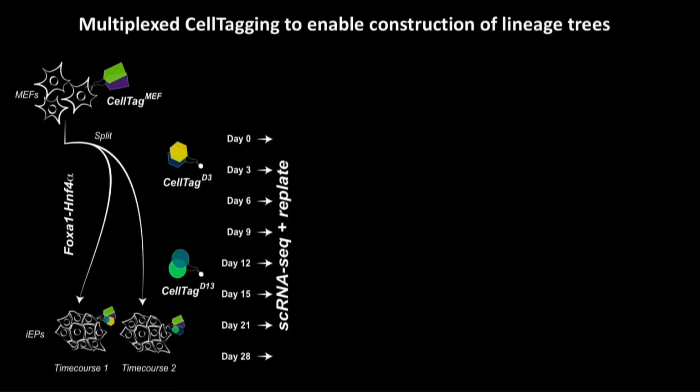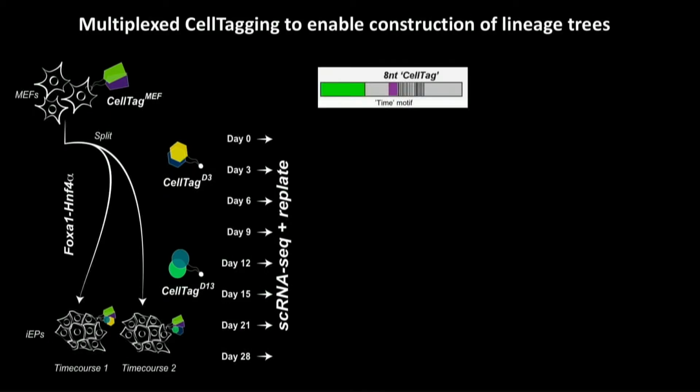So next, how do we use this technology to start building lineages? This is where our multiplexed CellTagging approach comes into play. We take our mouse embryonic fibroblasts, we CellTag them with an initial library, and we have a time motif just preceding our random barcode here, so we can demultiplex this information. We then split this pool into two independent biological replicates. This is an important point that I'll come back to later.